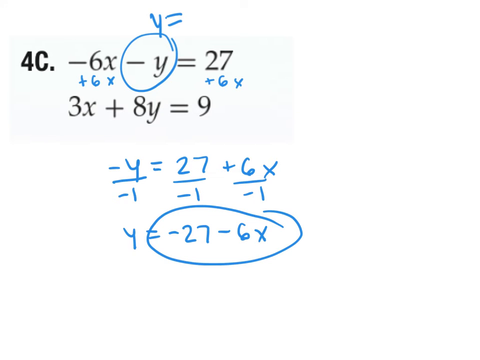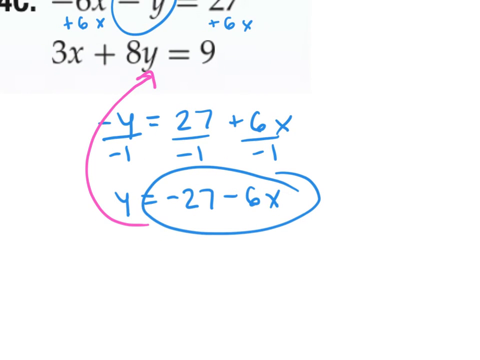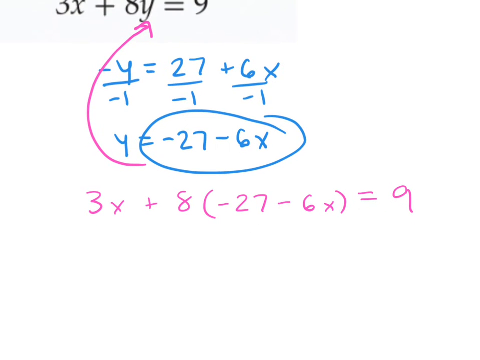What do we do with this? We substitute it into y in our second equation. So we have 3x plus 8 times (negative 27 minus 6x) is equal to 9. What do we do to solve here? Distribute.